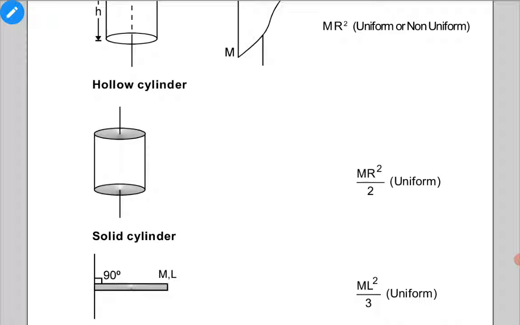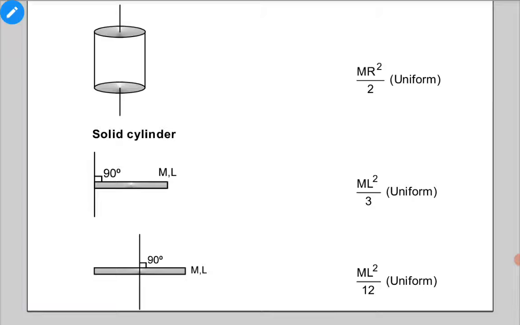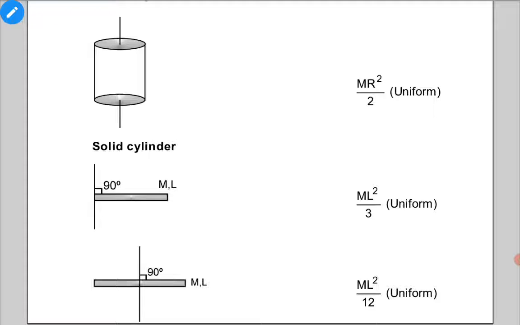For solid cylinder, moment of inertia about the center of mass equals m r square upon 2 for the uniform. In case of a rod, at one end it equals m l square by 3 for the uniform, and with the axis through the center of mass in the middle, it is m l square upon 12 for uniform.